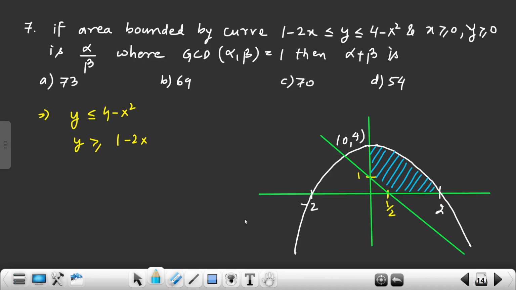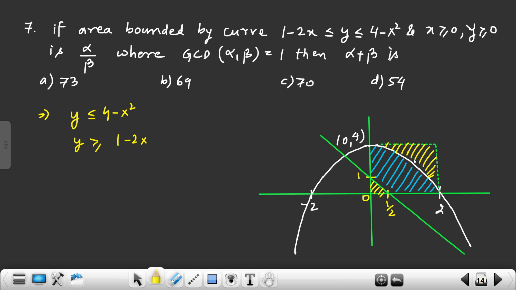Now how to find this area? So I have an idea, just pay attention. What I will do here, I will try to draw a line which passes through 4 and this. So now if you see this, this is 0, this is 4, this is 2. So it is a rectangle basically, and rectangle area minus this triangle area minus this curve area, right?